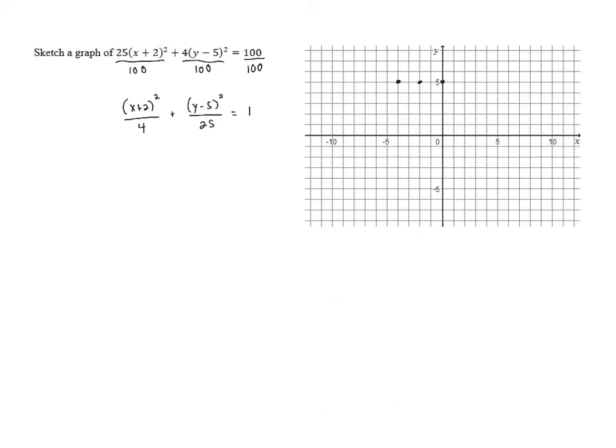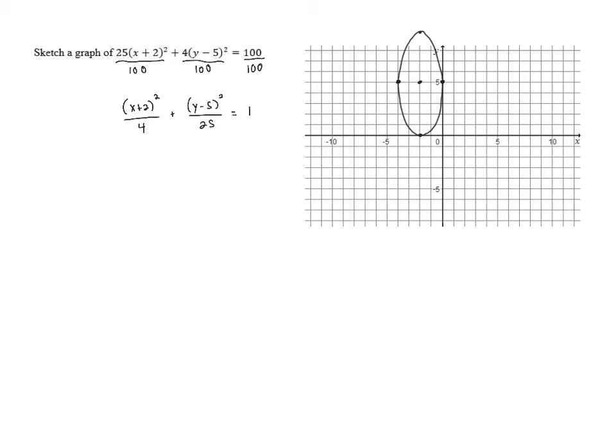1, 2, 3, 4, 5. It's a little bit outside the part of the xy plane that we have here, but that's fine. And then also down 5 units. And then we can go in and we can draw the ellipse that goes through those points. And that is our graph.